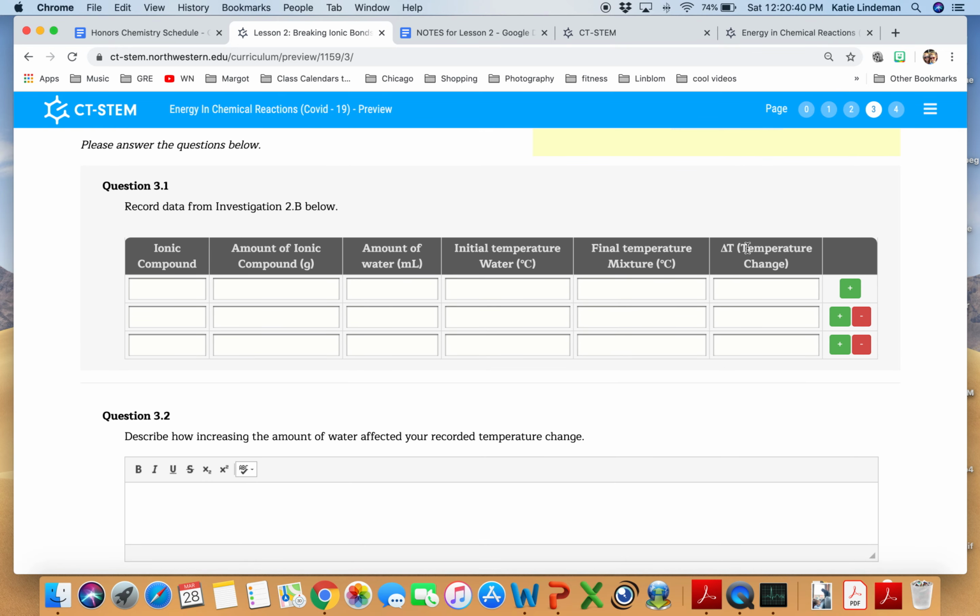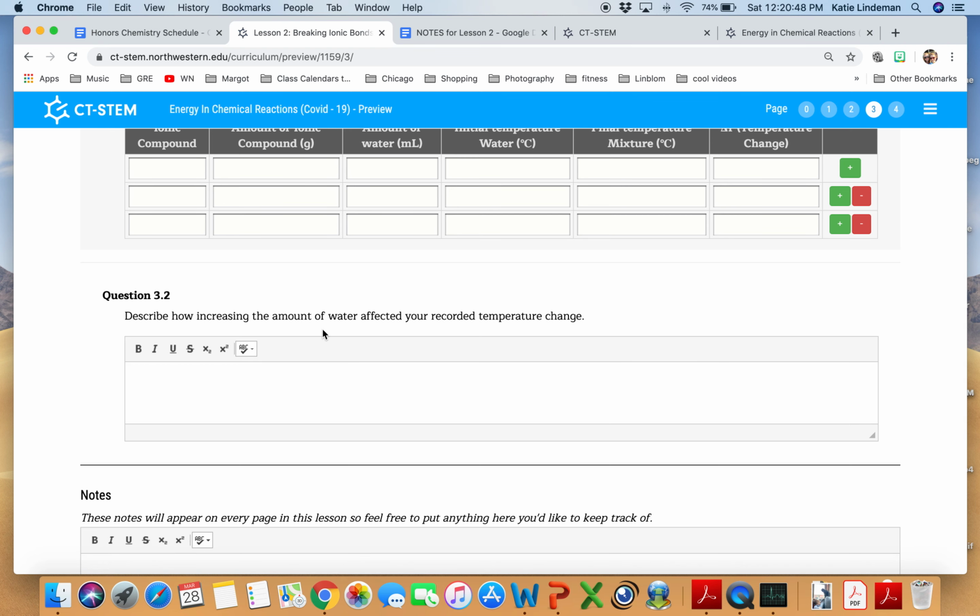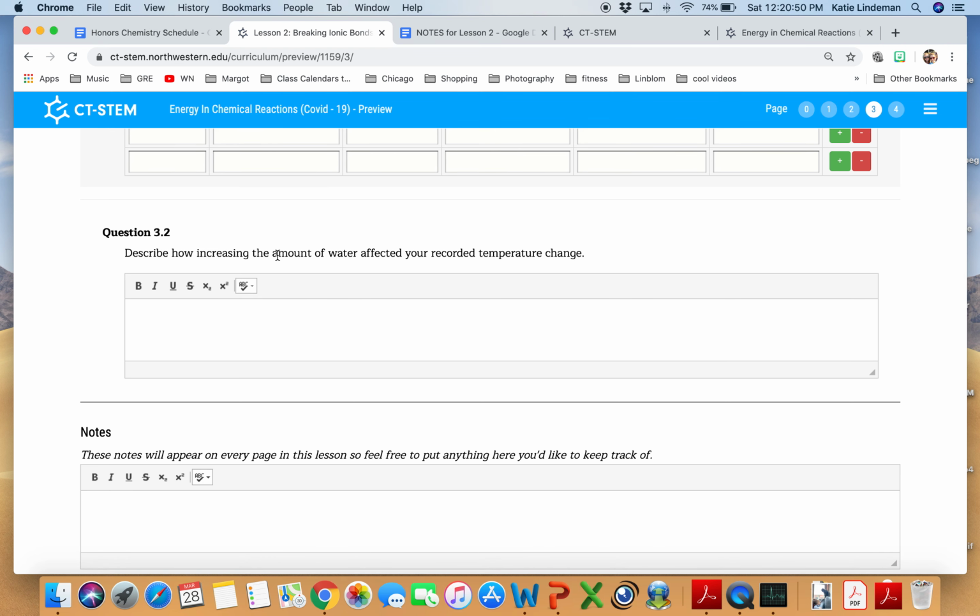And again, you will do the same thing. The amount of compound is going to be 3 grams for each. The amount of water is what you're going to actually vary. And again, you're asking, as you increase the water, what happened to the temperature change?